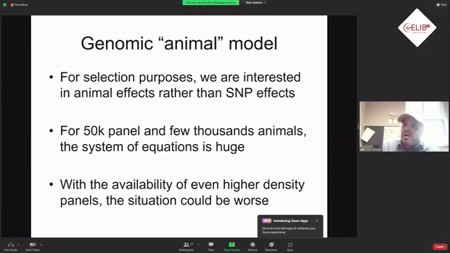Some people prefer to have just one value for each animal rather than having estimates of thousands, if not millions, of SNP effects.